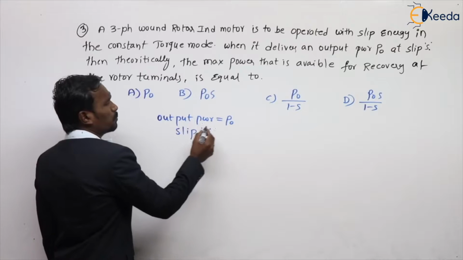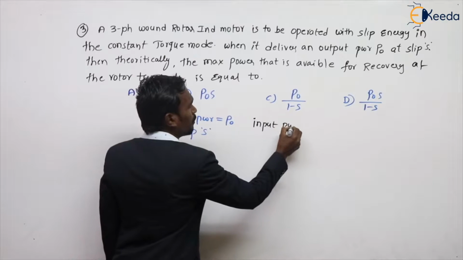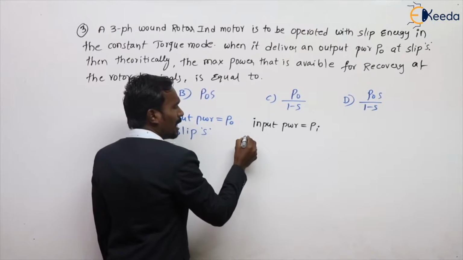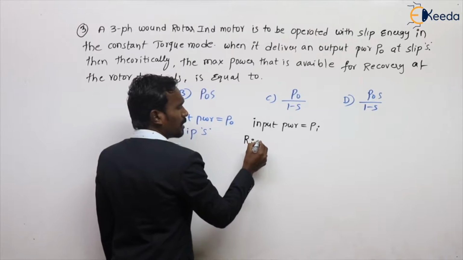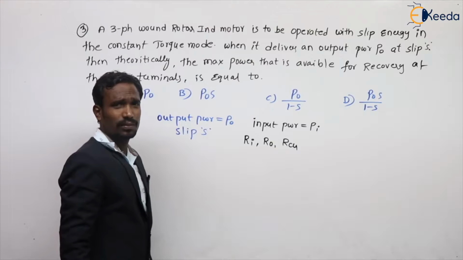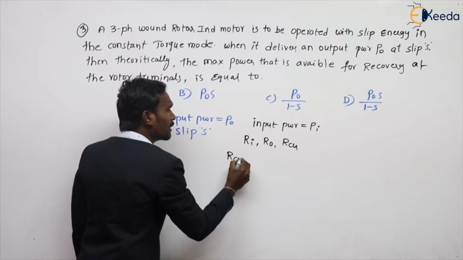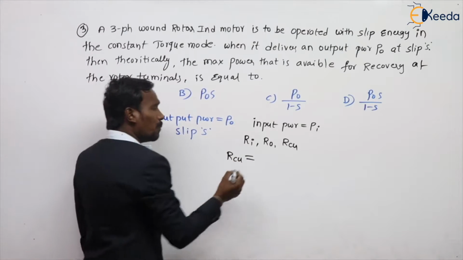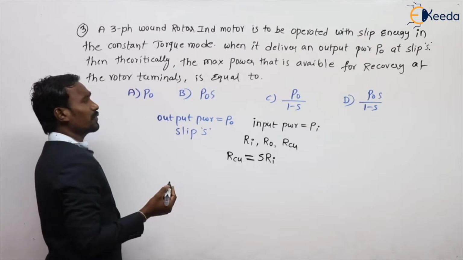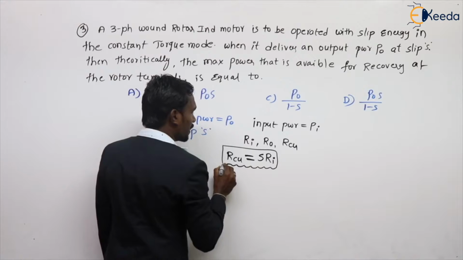So let's see here, the output power is P naught. For example, input power is Pi, and we know the rotor input, rotor output and rotor copper losses relation. Generally, the recovery at the rotor terminals is nothing but rotor copper losses. How much is it? S times the rotor input. The recovery power at the rotor terminals is S times the rotor input.